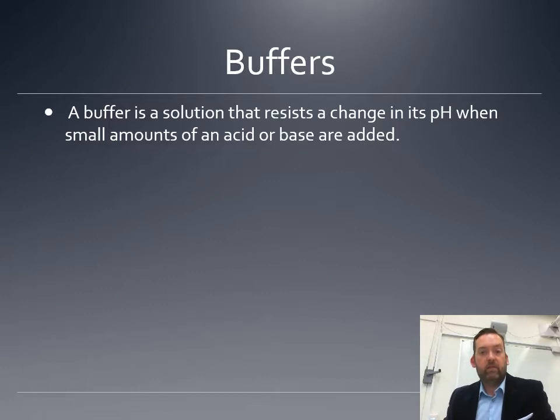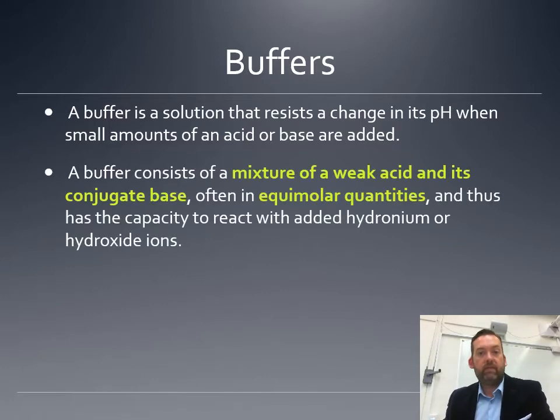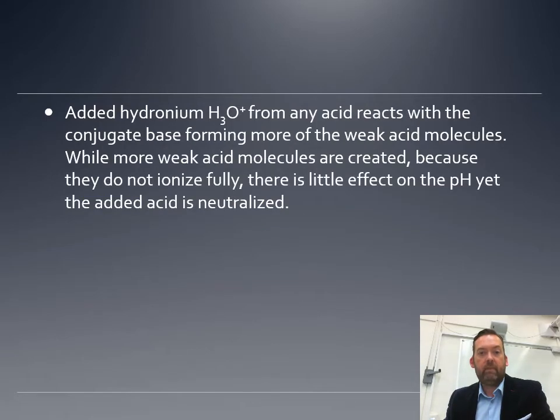We're going to look at some very simplistic buffer systems, but all buffer systems share these things. They are a mixture of a weak acid and a conjugate base, often in equimolar quantities. That's important, but we'll come back to that later. What they do is they have the capacity to resist changes in hydronium or hydroxide ions that can be added to the system. So what happens?